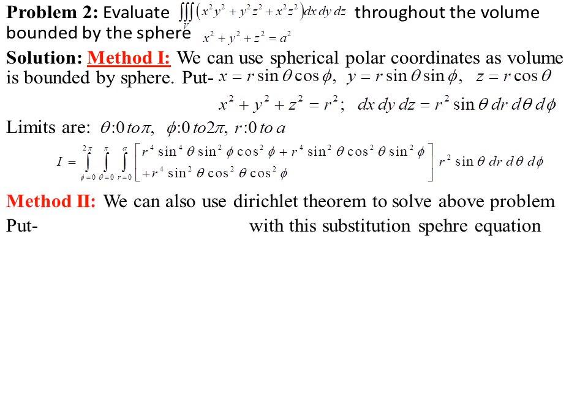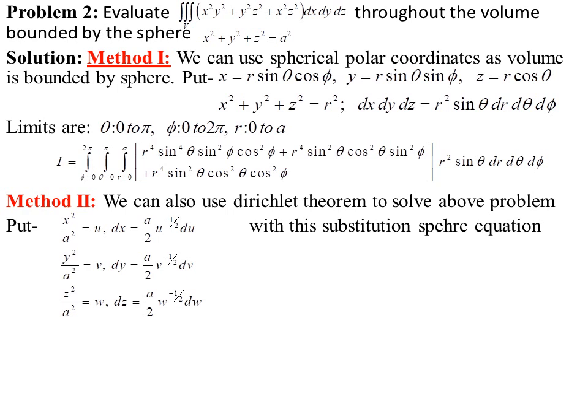Method 2 is based on Dirichlet theorem, and for evaluation we are going to make this substitution: x square upon a square is equal to u. Where did this x square upon a square come from? See the equation of the sphere. If I divide throughout by a square, we get x square by a square plus y square by a square plus z square by a square, which is equal to 1. So here we are substituting x square by a square is equal to u.